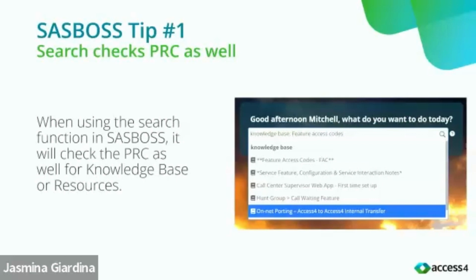You can just put in feature access codes and scroll to the bottom and the knowledge base articles will be there. Alternatively, if you put knowledge base : feature access codes or FAC, it will search for that as well. So really useful way of just being able to search for those inside SASBOSS rather than going to the PRC first. And if you click on that, it will just take you straight to the PRC. So nice way of being able to provide that.